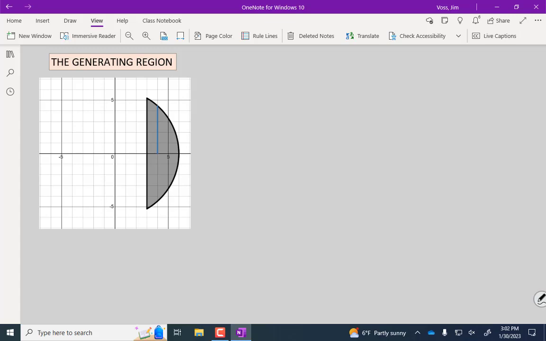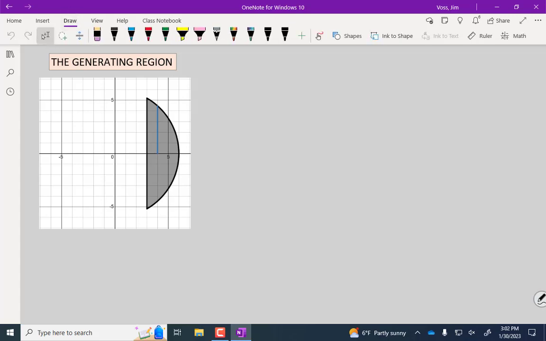Okay? So first off, the circle on the outside, this circle right here, is a circle of radius 6, centered at the origin. So its equation is x squared plus y squared equals 36. Circle centered at the origin of radius 6.